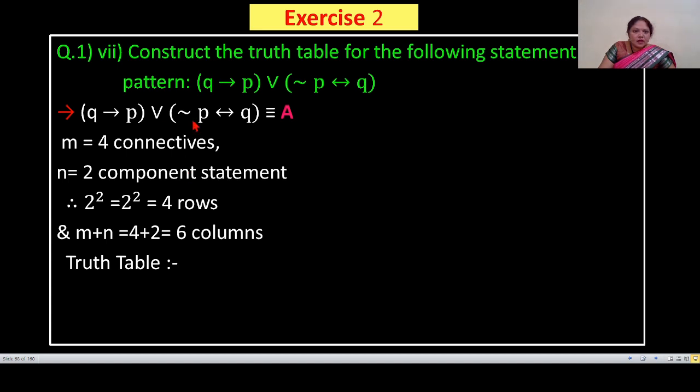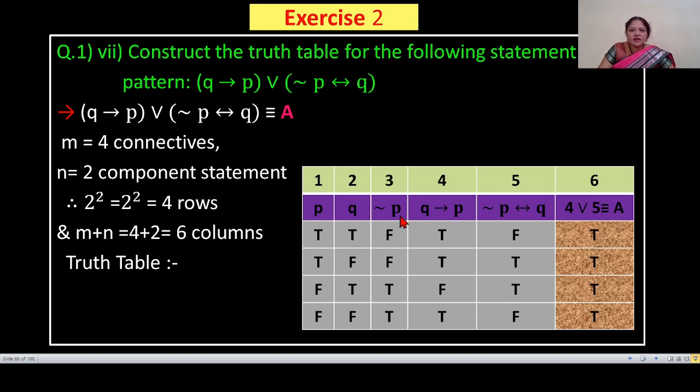Next column negation P, next column Q implies P, next negation P double implies Q, and last column is this statement pattern. Let us see. P, Q, negation P. If P statement is true, then its negation is false. And if P statement is false, then its negation is true.